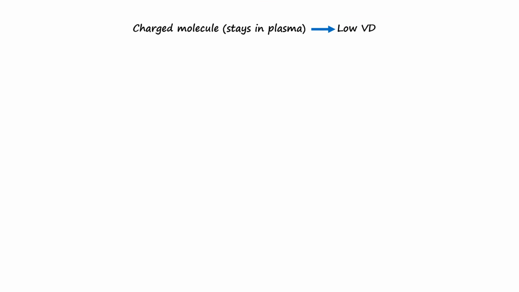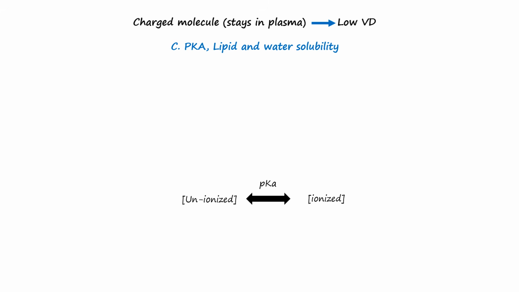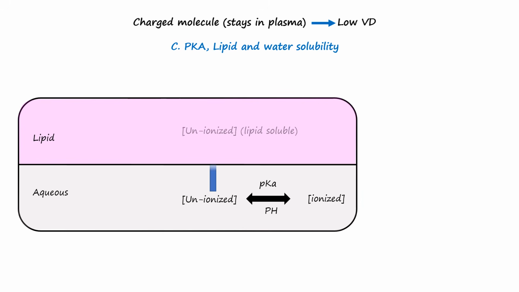The three next properties that determine the volume of distribution are interlinked. They are dissociation constant or pKa of a drug, and their lipid and water solubility. The pKa of a drug determines its degree of ionization, which in turn influences its lipid solubility. The pKa of a drug is the pH at which the concentration of ionized and non-ionized forms are equal. Non-ionized drugs are lipid-soluble while ionized ones are water-soluble.